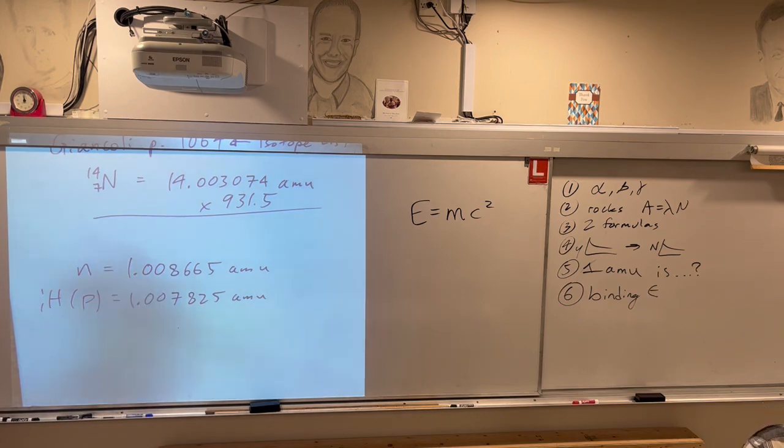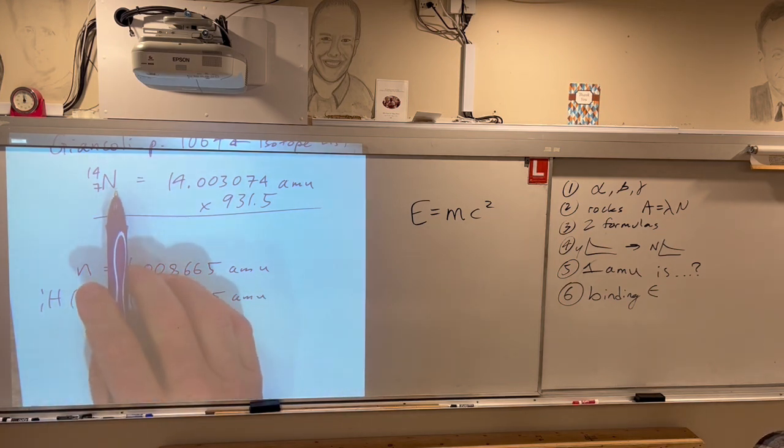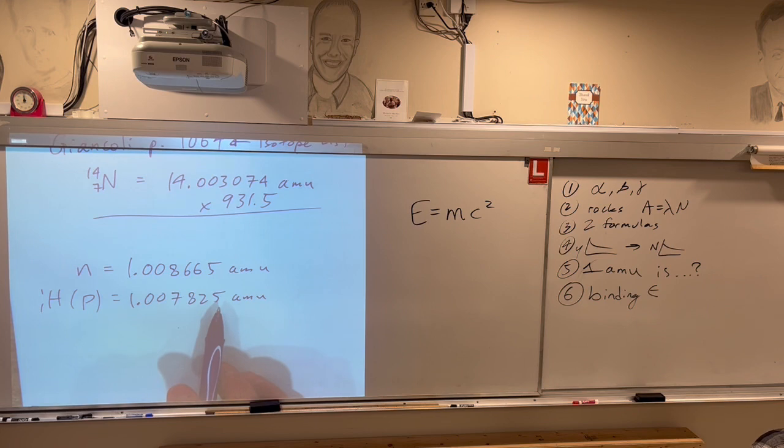Okay, add up for me the mass of the pieces. So this is the last thing we're gonna do. If you took apart this nitrogen, how many protons would there be? 7. So times this by 7. And how many neutrons would there be? 7. And times this by 7. Add them up and give me the total.